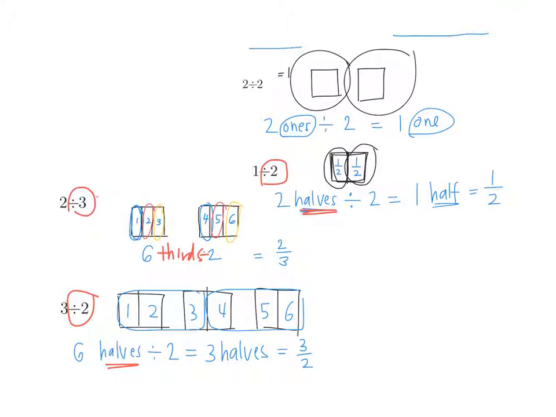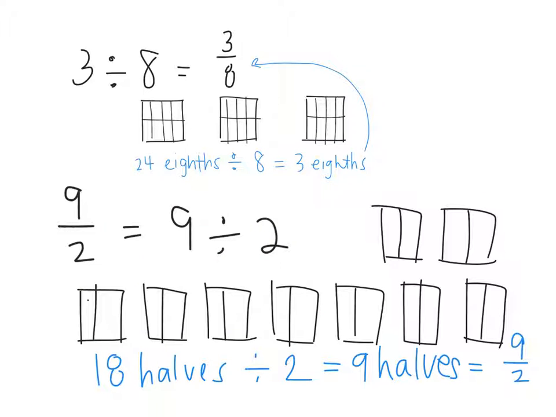What's another pattern I noticed? Well, 2 divided by 2 was 1, also 2 over 2. 1 divided by 2 became 1 over 2. 2 divided by 3 became 2 over 3. And 3 divided by 2 became 3 over 2. Talk at your table groups. What pattern do you notice? We're seeing how pictures and unit form prove to you that a fraction is just a division sentence, isn't it? Okay?